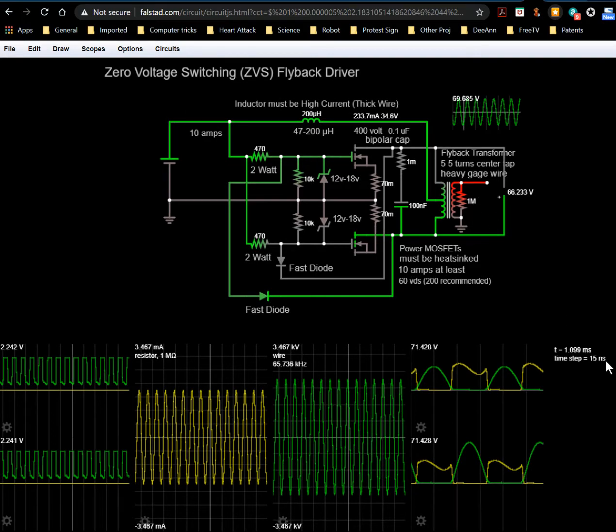And note too, this is a 15 nanosecond simulation. I don't know if you need to; the other one was like 5 microseconds or something. I don't know if you need to have that high resolution on this or not, but you can play around with it.